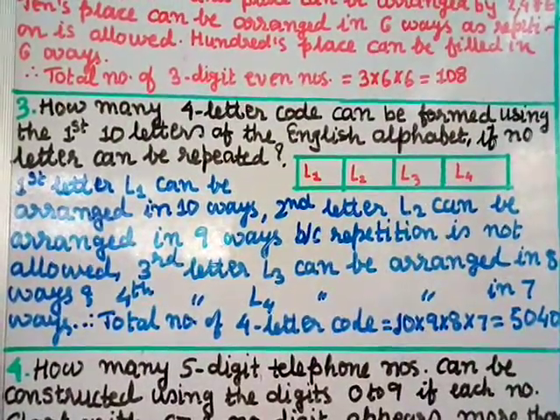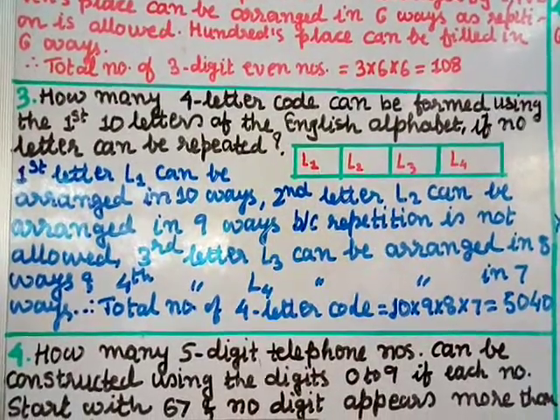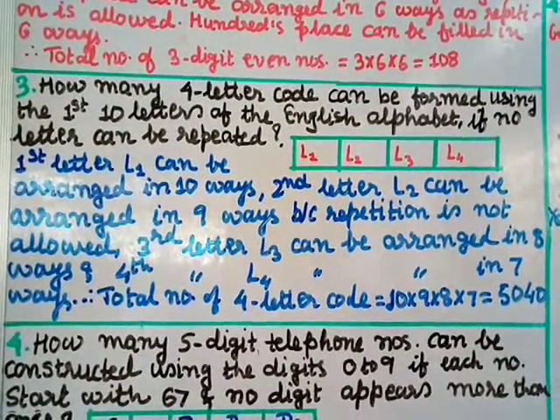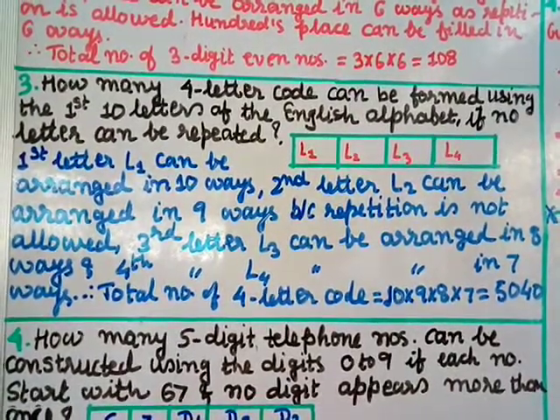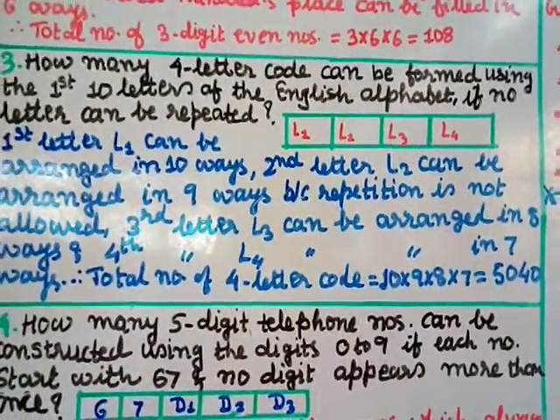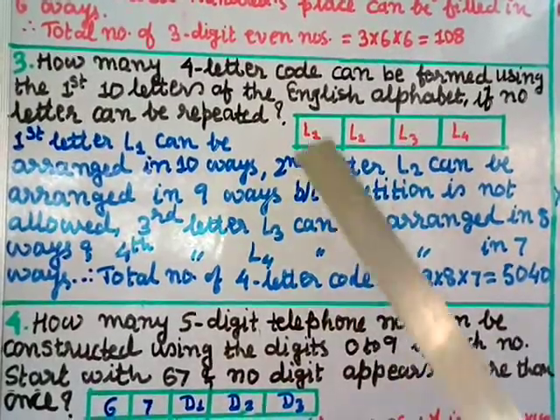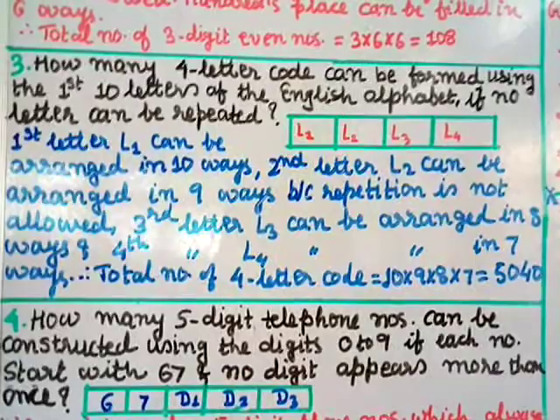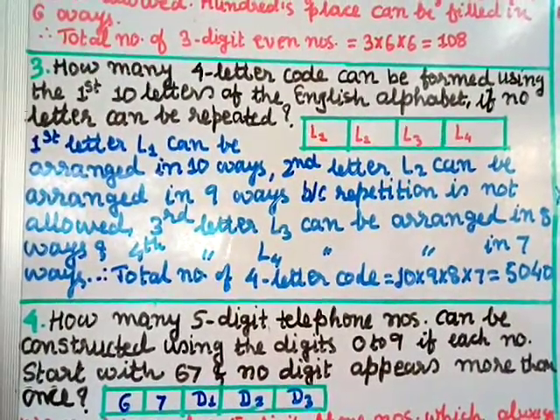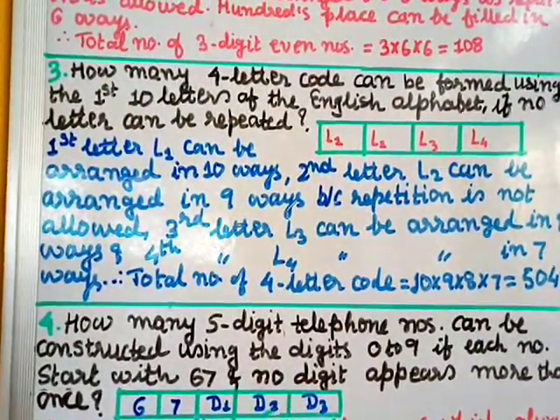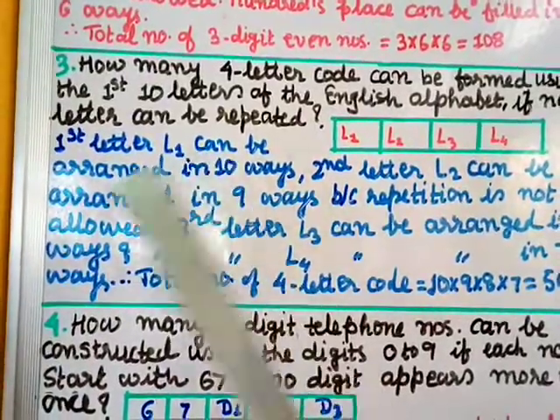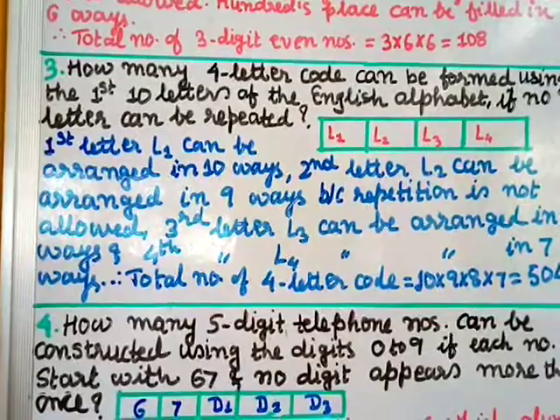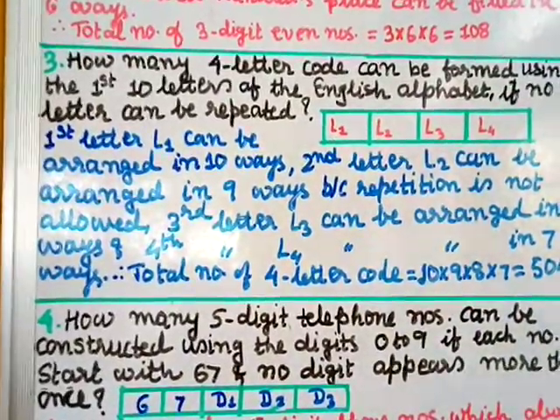Question number 3. How many 4-letter codes can be formed using the first 10 letters of the English alphabet if no letter can be repeated? So we have got a 4-letter code, so I am writing L1, L2, L3, L4. You have to use the first 10 letters of the English alphabet, and there is no repetition. First letter L1 can be arranged in 10 ways, since there are 10 letters. So the first place L1 can be filled in 10 ways.